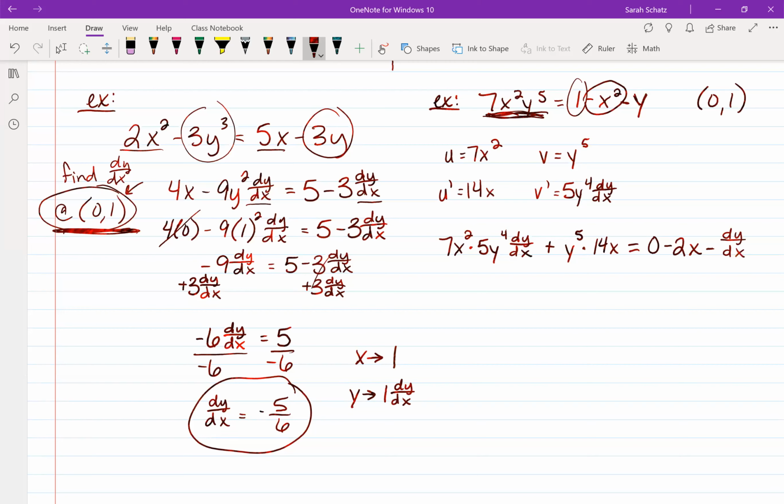So at this point, it looks really difficult. There's a lot going on here. dy dx is in 2 different places. I have lots of powers and variables all over the place. But remember, now that I'm done taking the derivative, I get to put in my point at (0, 1). So every x becomes a 0, every y becomes a 1, and this problem gets exponentially more simple.